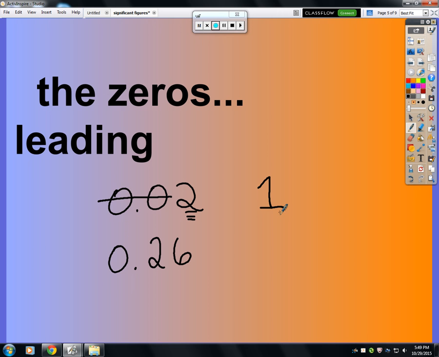What kind of zero is in this second number? It's a leading zero. These never count. How many numbers do you physically see here? I see 1 and 2. So that's a total of 2 significant figures. Those zeros are simply there to say, hey, you have a small number. Watch out.